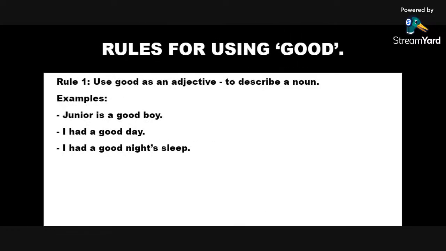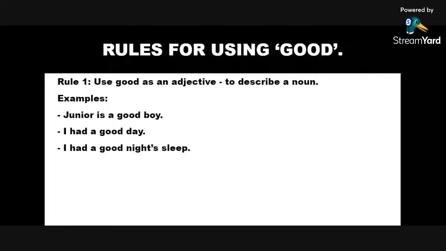Let's begin with rules for using good. Now, the rule is simple. Use good as an adjective to describe a noun. Now, if you understand the simple rule, you will never misuse any of these words. And the rule is simple. Use good as an adjective, but use well as an adverb. Take note of these 2 rules because they are the 2 simple rules we are going to examine critically. Use good as an adjective, but use well as an adverb.